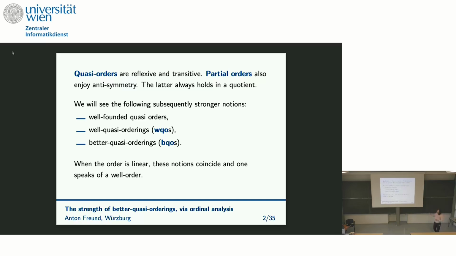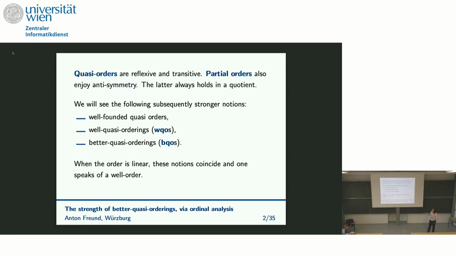And what will come out of this is two notions called well-quasi-ordering and better-quasi-ordering. Maybe one thing to say is that in the case of linear orders, these all coincide. And then we speak of well orders. And if you haven't heard of well or better-quasi-orderings, then that may well be why this is the case, because they are all the same in the linear situation. And so there's no need to introduce them as long as you are mainly interested in linear orderings.